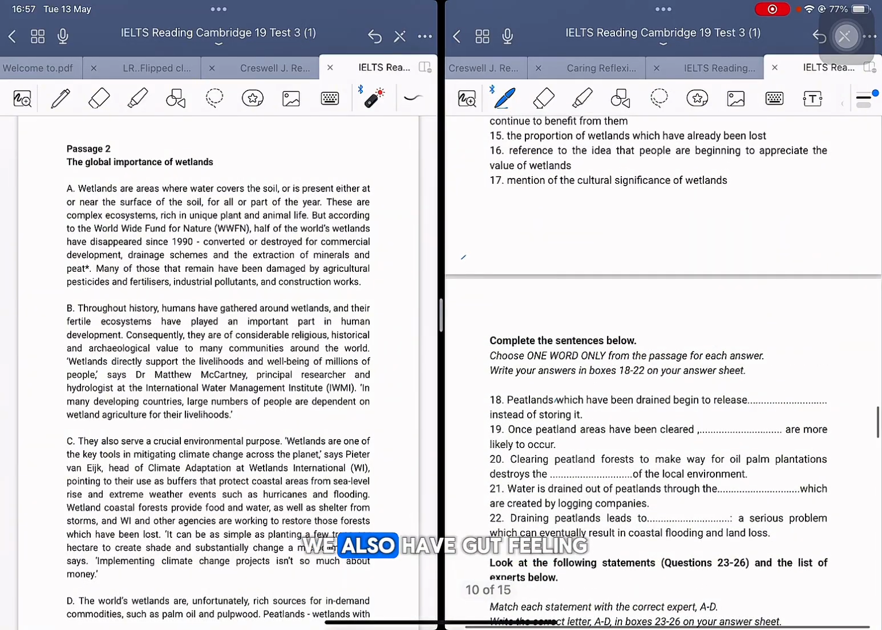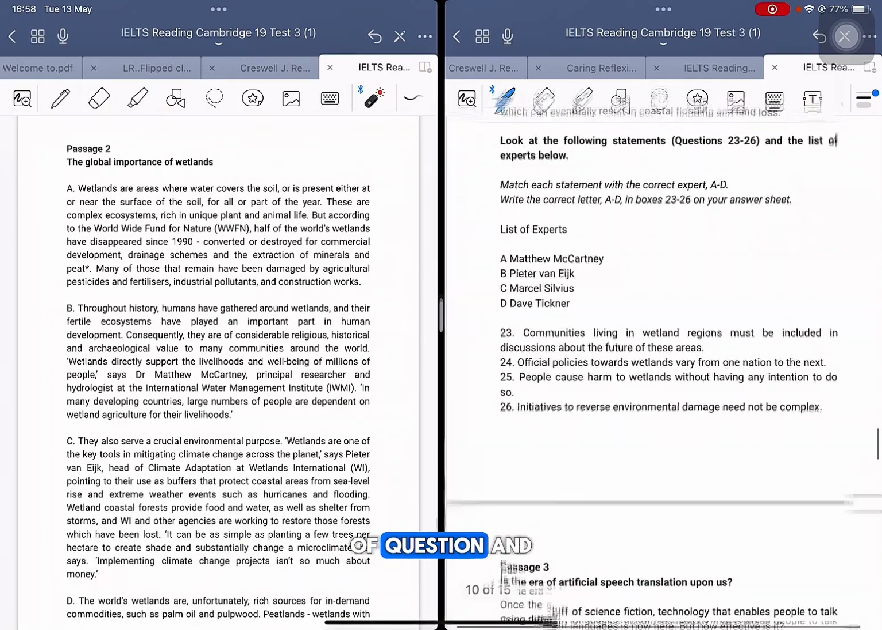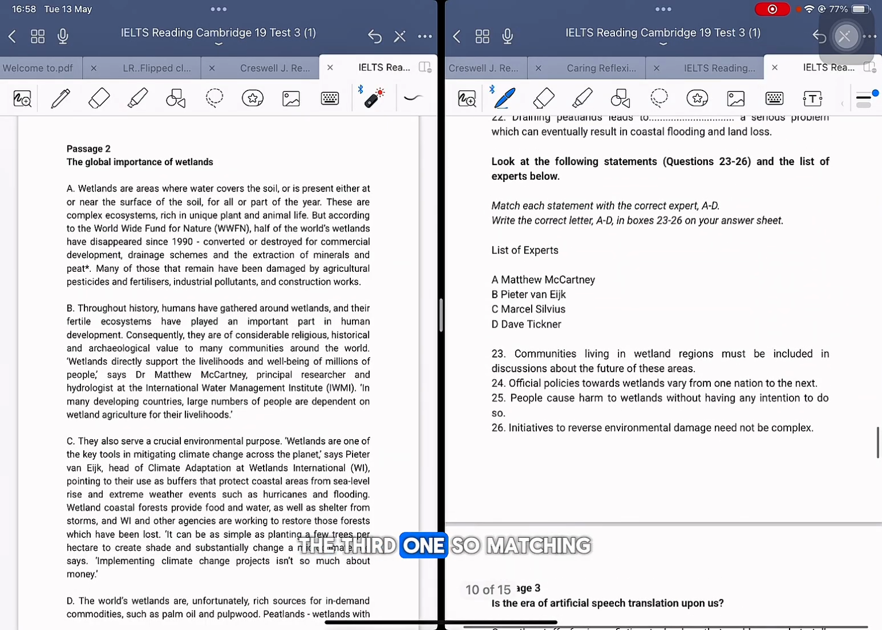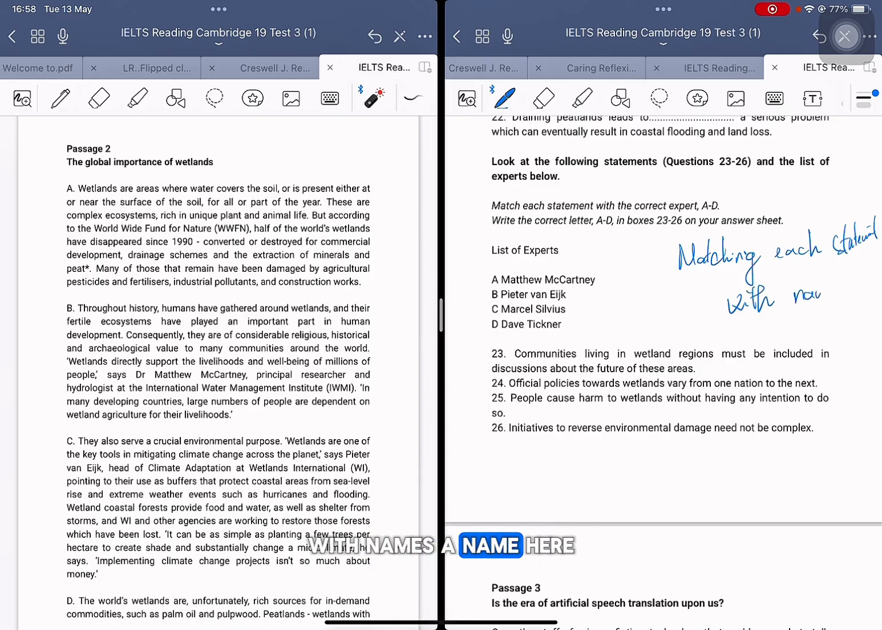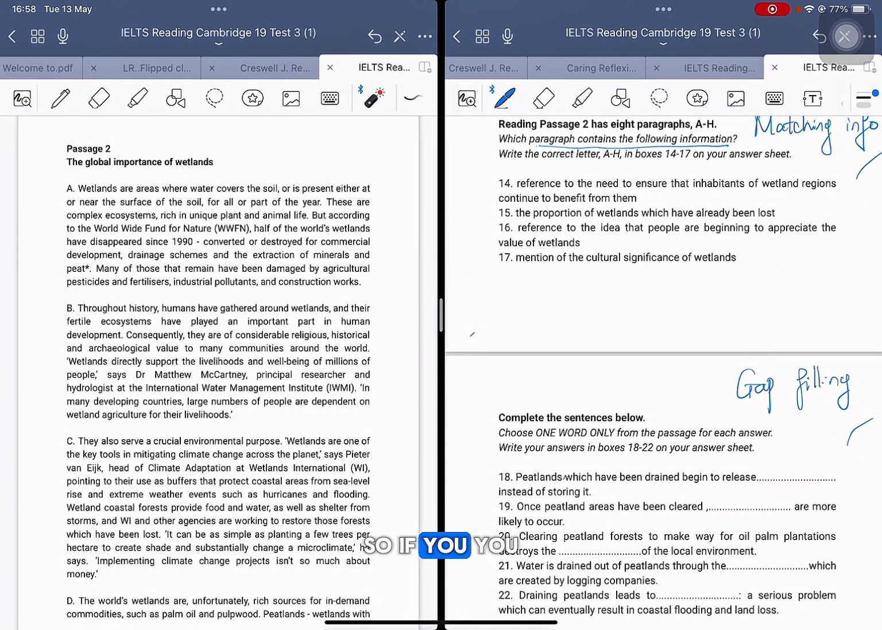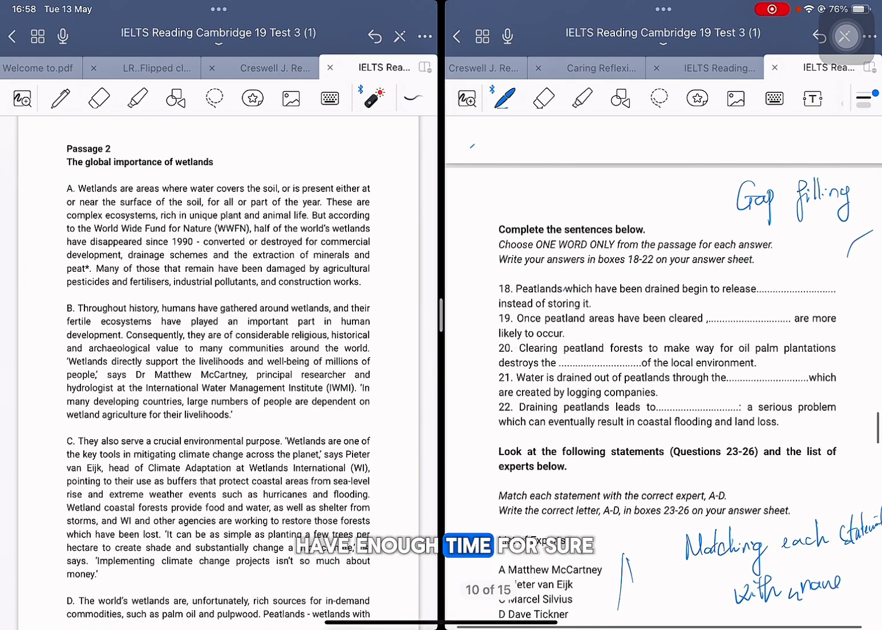And down here, we also have gut feeling, right? So 1 type of question, 2 types of question, and 3 the third one. So matching each statement with names, a name here. So as you can see, we have 3 types of questions. So for this set of questions, if you try to answer question by question, like question number 4, and then question 5, 14, 15, 16, 17, and move on to the next type of questions, we will not have enough time for sure.